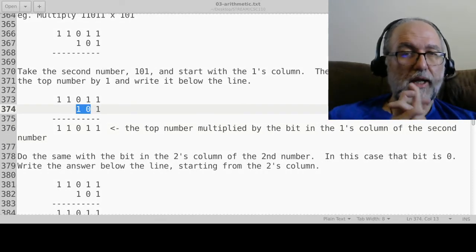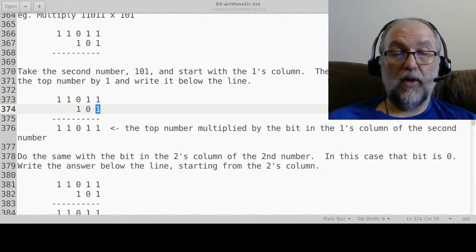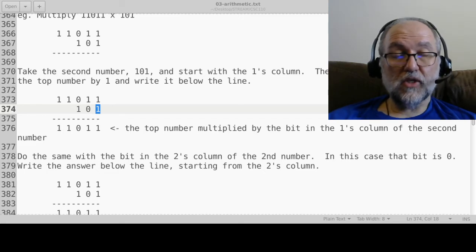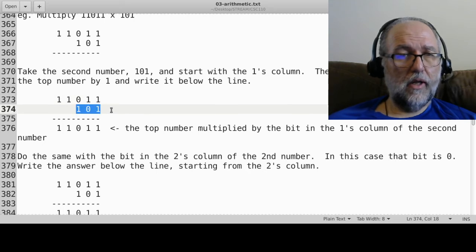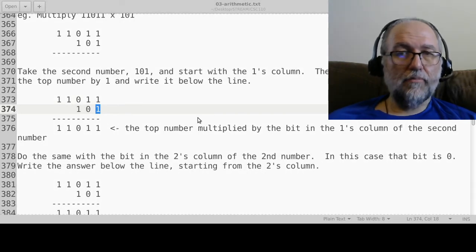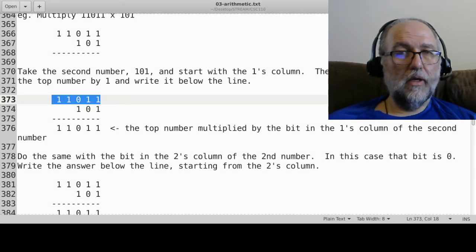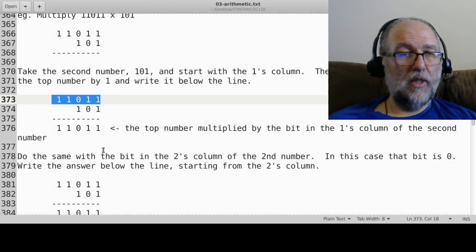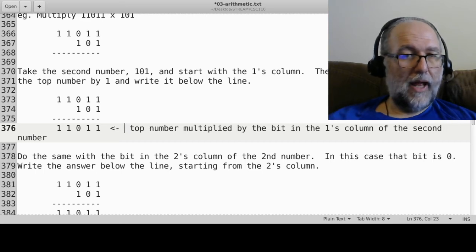We're ignoring those other numbers. Remember, we're just concentrating on that bit right there, the bit in the 1's column of the second number. This is the second number, and this is the bit in the 1's column. That's where we start. But if you're multiplying that top number by 1, multiplying a number by 1 doesn't change it. And so what do you get? Below the line, you get that exact same number all over again. Let me get rid of that wrap there.